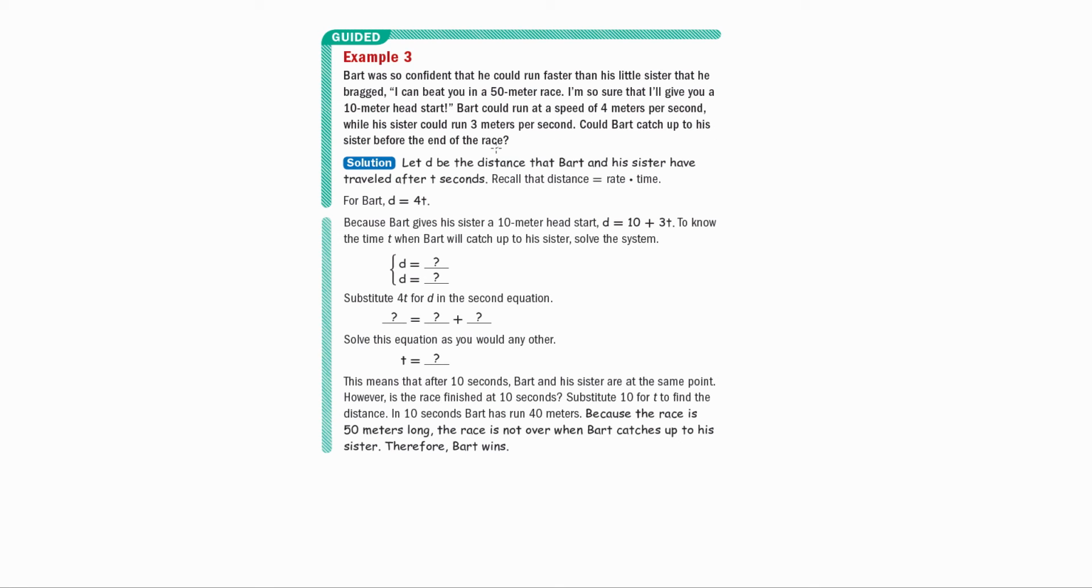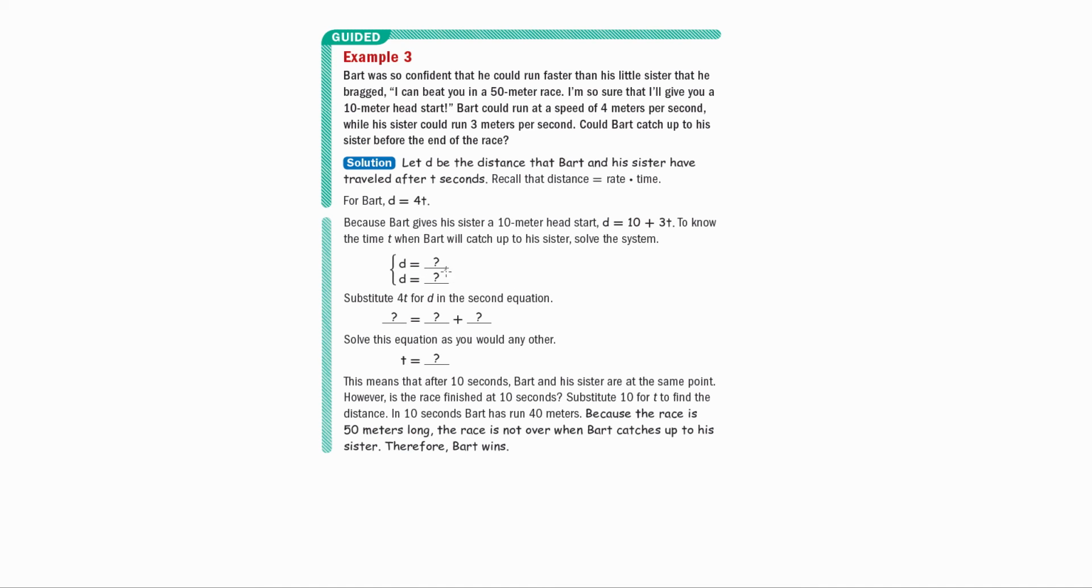Not too different from the tortoise and hare. We've got to figure out the distance that Bart and his sister have traveled after t seconds, and remember distance equals rate times time. So for Bart, d equals 4 times t. That's 4 meters per second times however many seconds they were running. He's given his sister a 10-meter head start. So her distance is equal to 10 plus 3 times t, because she's ahead by 10 meters.